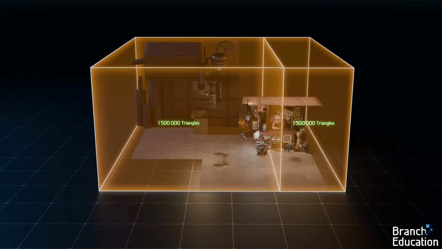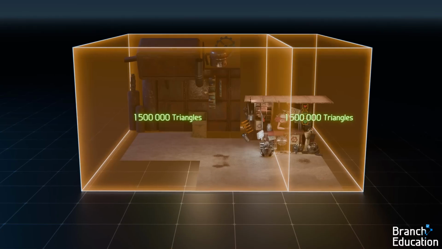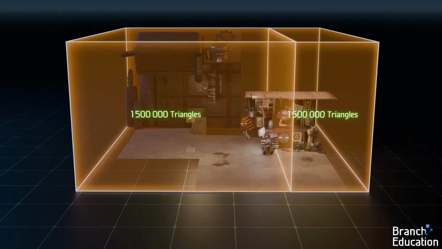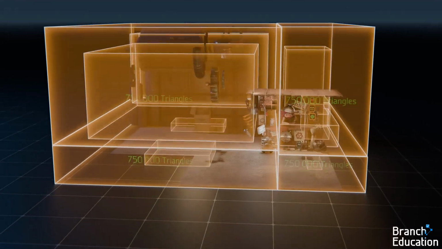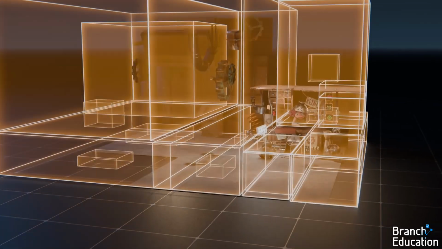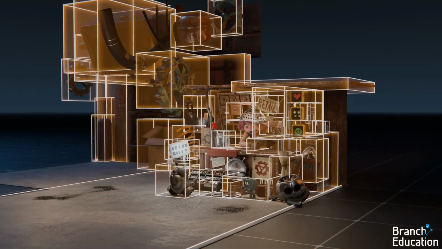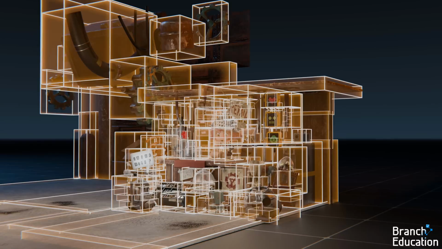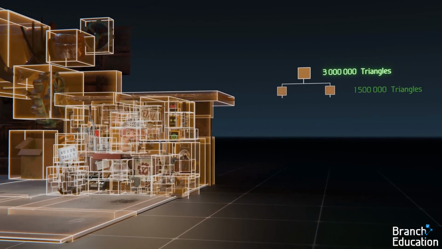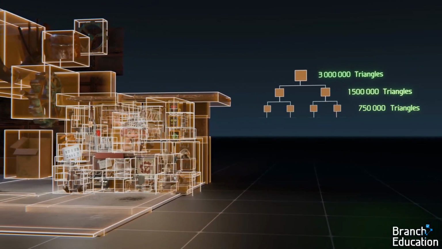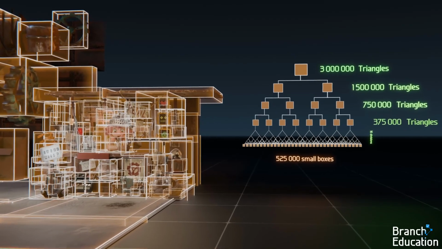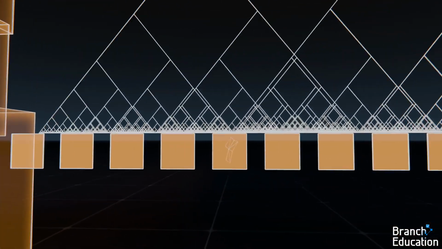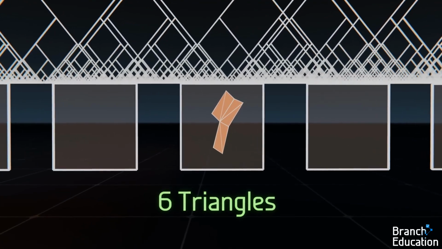Each of these boxes contains half of the triangles in the scene. Then we take these two boxes with their 1.5 million triangles and divide them again into boxes with 750,000 triangles. We keep on dividing the triangles into more and more progressively smaller pairs of boxes for a total of 19 divides. In the end, we've separated 3 million triangles into a hierarchy of 19 divisions of boxes, with a total of 525,000 very small boxes at the bottom, each with around 6 triangles inside.